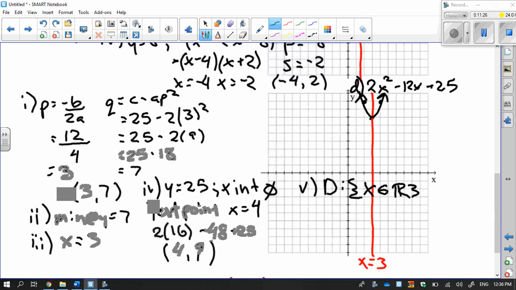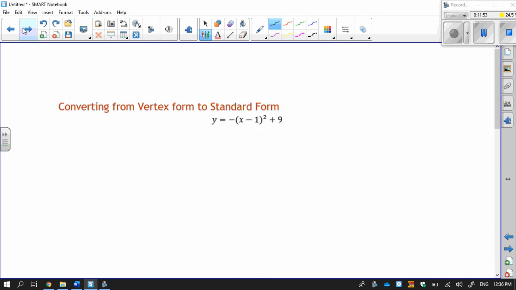All right, the next thing that we need to do is learn how to convert from vertex to standard form, because sometimes you get more information from the vertex form or from standard form. The nice thing about converting from vertex to standard is that it's way easier than going from standard to vertex. We'll do that next section though. So y is equal to negative (x minus 1)(x minus 1), because remember, our square symbol tells us that there's 2 of them.